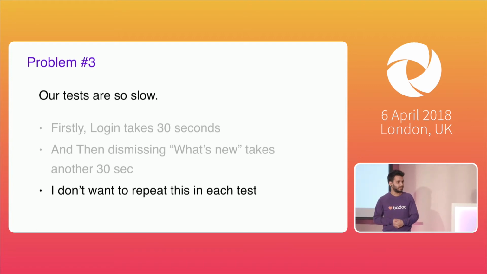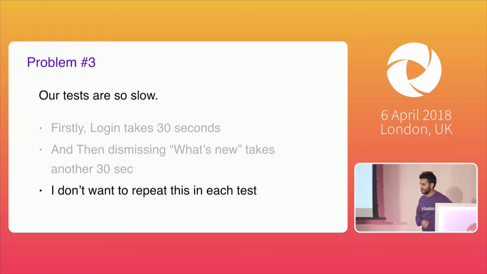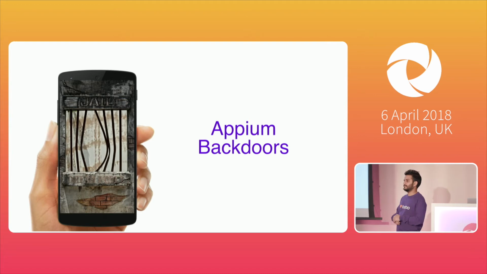Now imagine your test code could tell your application code, can you just log in with this token and don't show me anything related to what's new because I'm not interested in it for this test. Now that brings me to the point, what if your test code could actually communicate with your application? And that's basically the concept of backdoor.